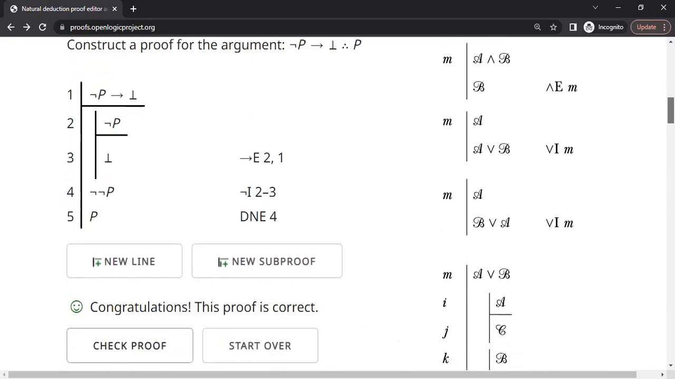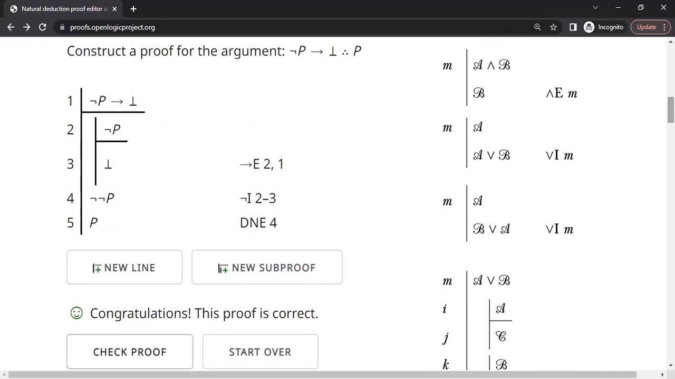We are done. So what have we done so far? We started with the premise not P implies contradiction, and we were able to derive P using implies elimination and not introduction and double not elimination. These three are the foundation rules we have used to prove the proof by contradiction.